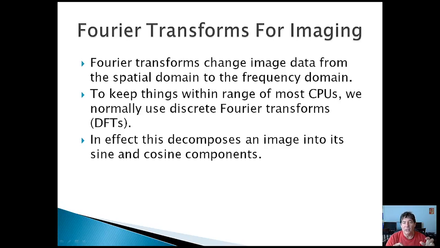So in order to keep things within the range of most CPUs, we do what's called a discrete Fourier transform, or a DFT. And that's just a way of making it possible for a CPU to perform a Fourier transform on an image. Otherwise, a normal Fourier transform is going to perform many times more calculations than a DFT. So using a DFT is a way to keep it within range as far as CPU load, and we still get the same result. So in effect, Fourier transforms for imaging decompose an image into its sine and cosine components.